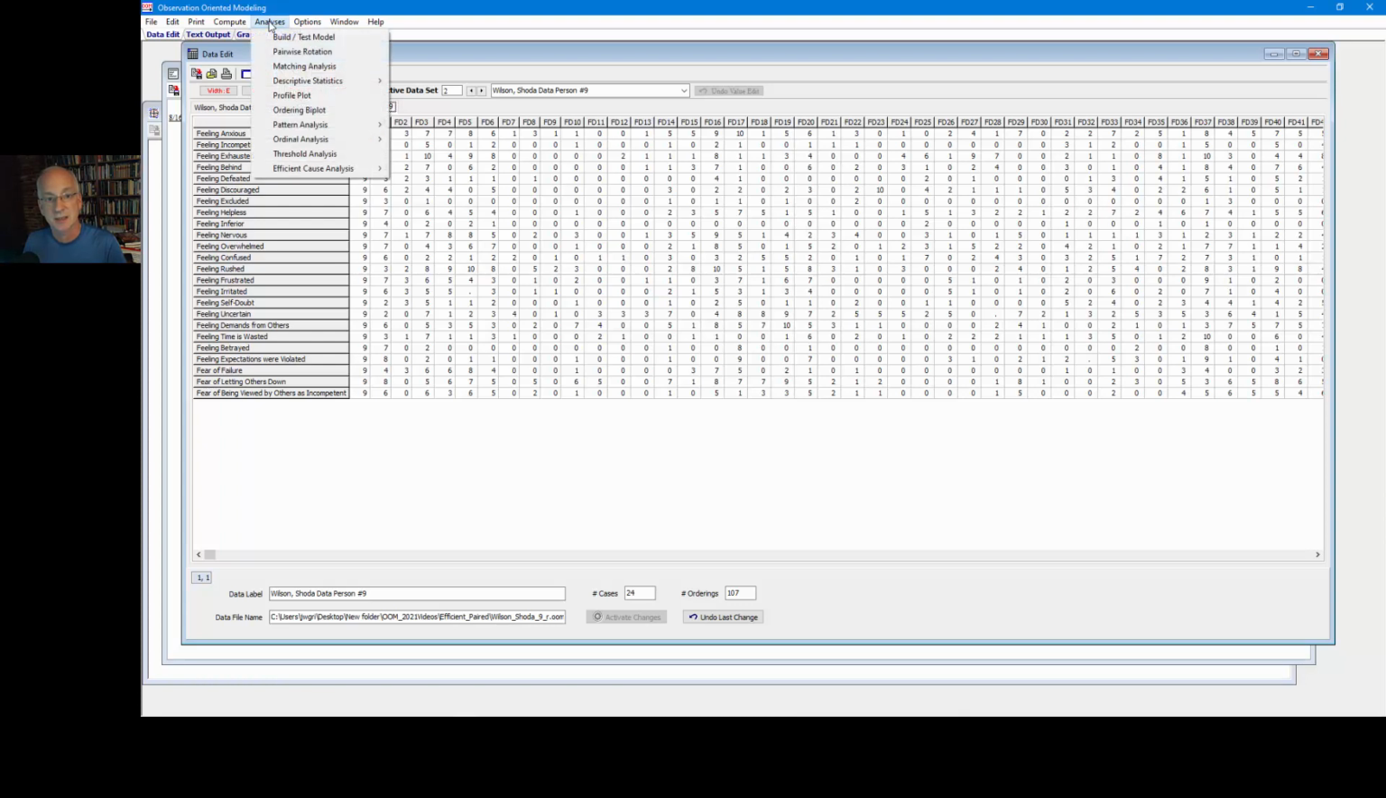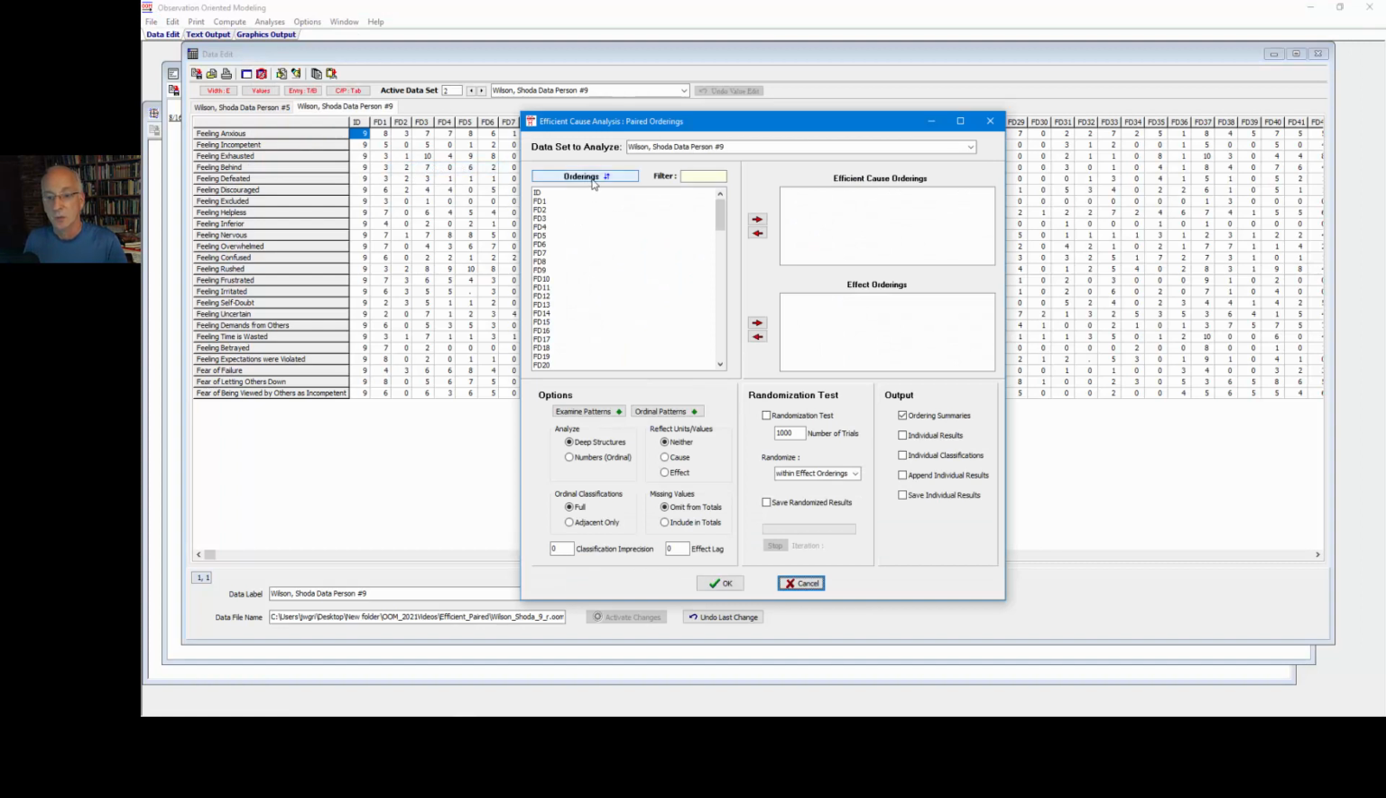So let's select Analyses, Efficient Cause Analysis, and Paired Orderings. We can sort the orderings here by using this button. We can sort them alphabetically or sort them as they appear in the Data Edit window. We can use this filter to find particular orderings or filter out other orderings that we're not interested in. I'm going to use that in just a second here.